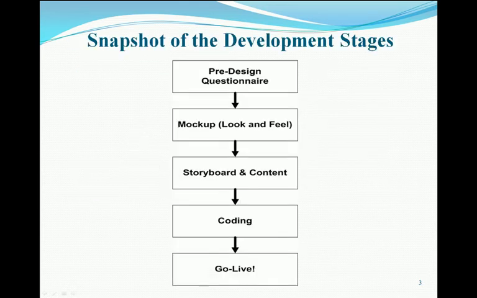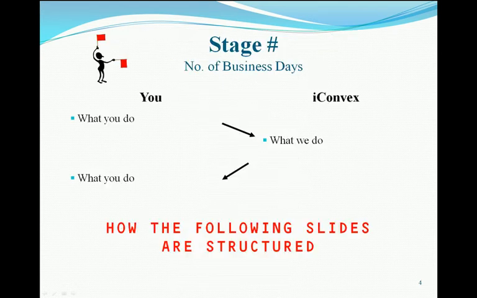Here's a snapshot of the major development stages. First, there's a pre-design questionnaire, then mock-up creation, then storyboard and content, then coding, and finally go live. Here's a structure outline of each of the following slides. At the top, you see the stage number and number of business days. Then you'll see two sets of actions, those taken by you and those taken by iConvex, and they're presented in sequential order.